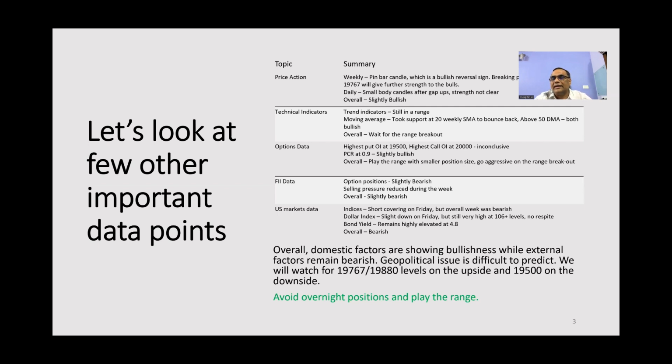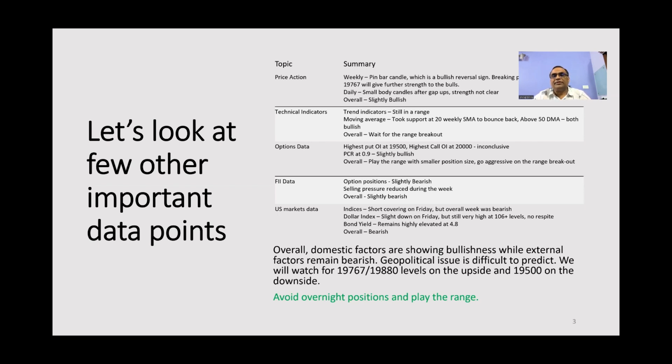If you look at the technical indicators, the trend indicators are still in a range. They are not showing a very steep slope. From a moving average perspective, very interestingly, Nifty took the support at 20 weekly moving average and bounced back from there. So that's a fairly good sign. On the daily chart, it is above 50 DMA. Overall, it is again slightly bullish, but to increase our quantity, we would wait for the range breakout to happen.